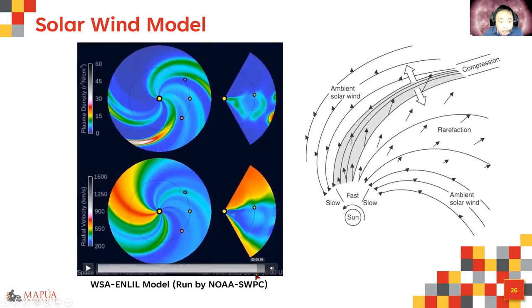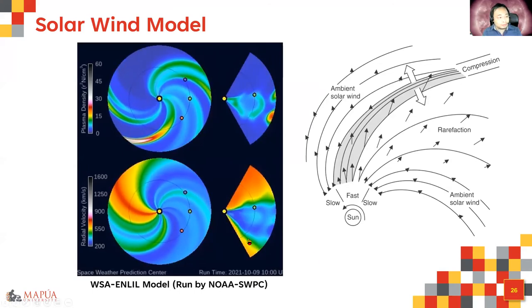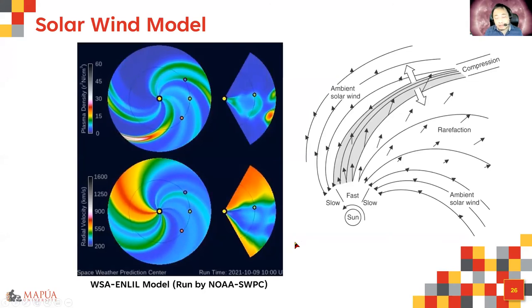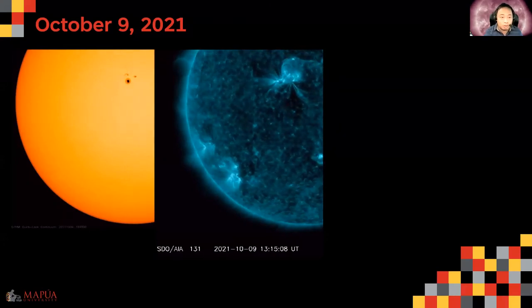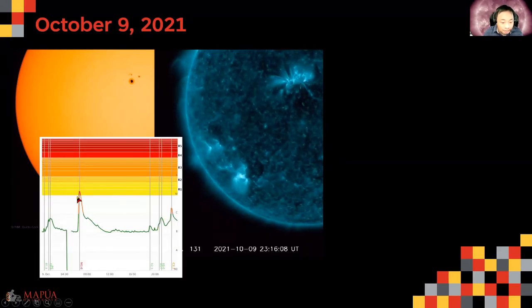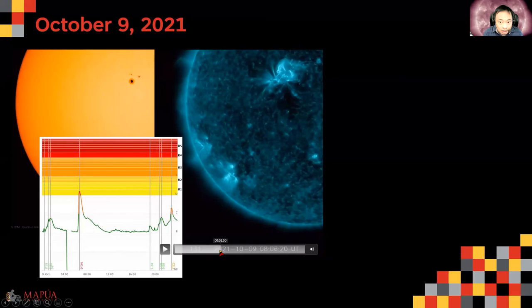This was measured in 2021, last Saturday, 10 UT. Okay, so this is the run. This is your ambient solar wind. Now, what happens if we have a transient event in the solar corona? This happened last October 9, a few days ago: there was an M-class flare, an M1.6 flare, that happened, if you look at here.